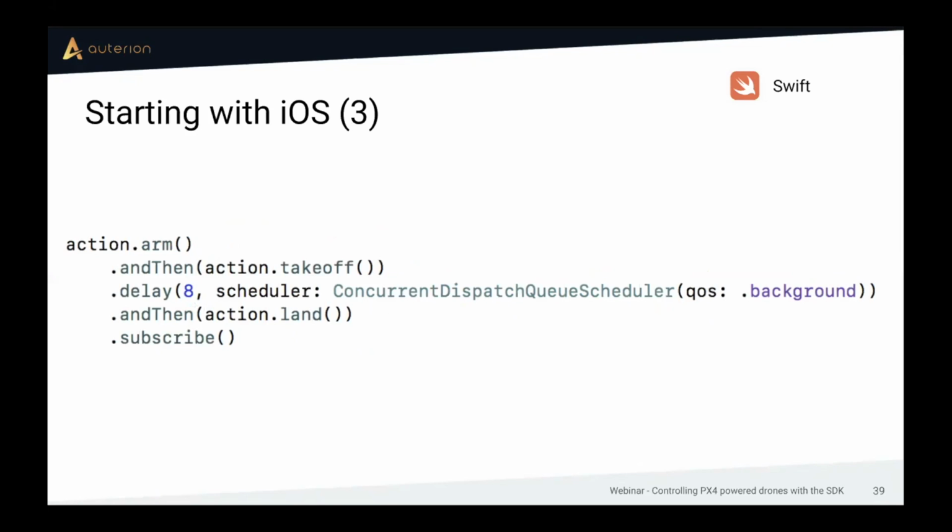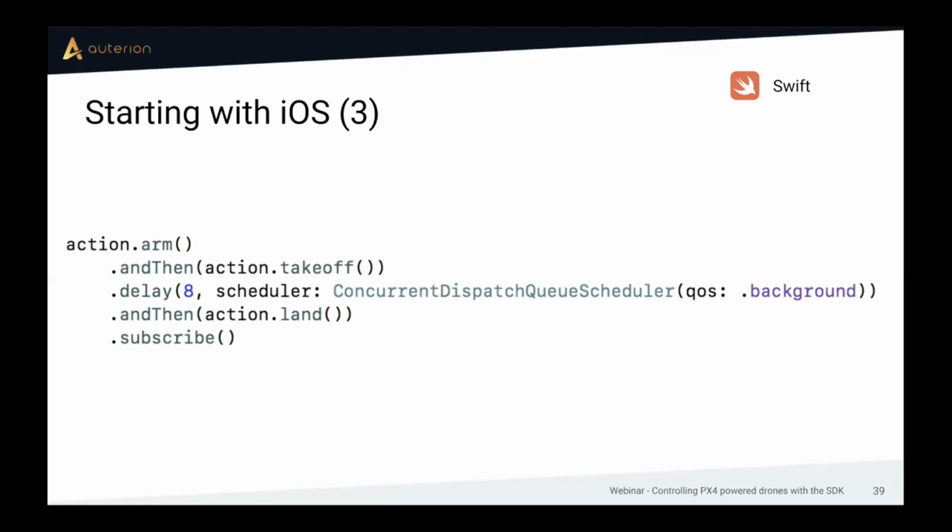So usually I don't just want to arm. If I arm, it means that I want to take off. So in this case, I just want to say arm, and when it completes, so if it doesn't fail, I want you to take off. So I say arm dot and then, and here I say take off.